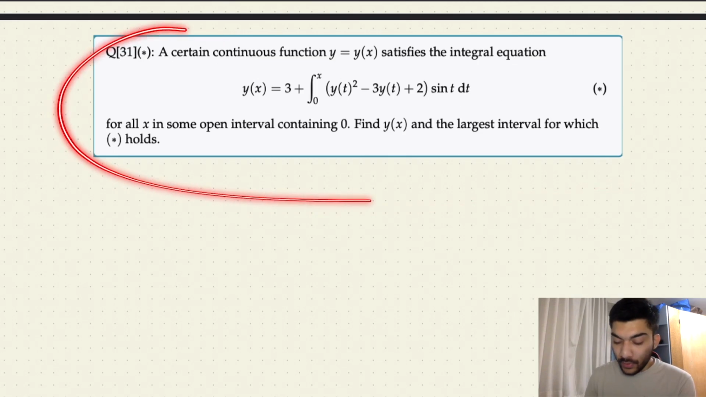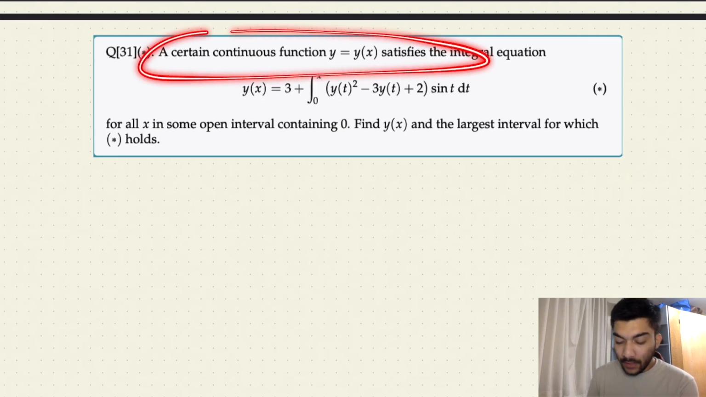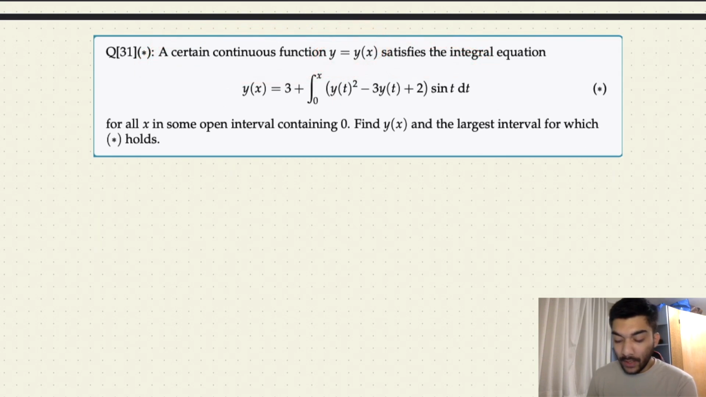So let's do one more interesting word problem based on differential equations. You have been given that a certain continuous function, denoted by y as a function of x, also satisfies this integral equation over here. The key points in this y function consideration are, first of all, our function is continuous, and also it satisfies this integral equation for all x in some open interval containing 0.